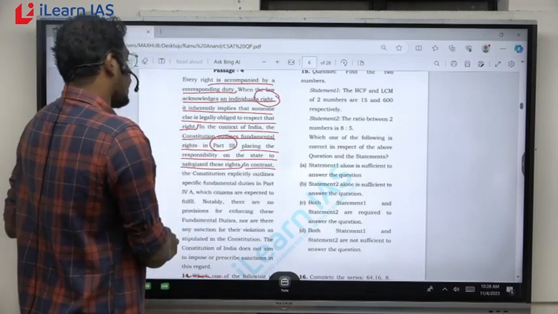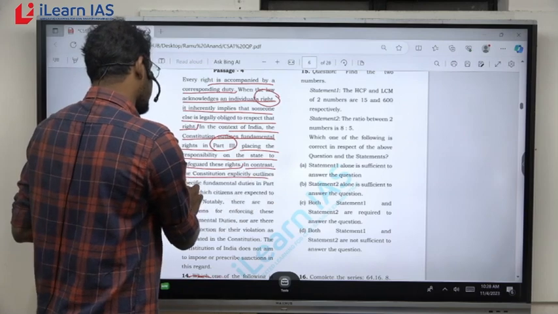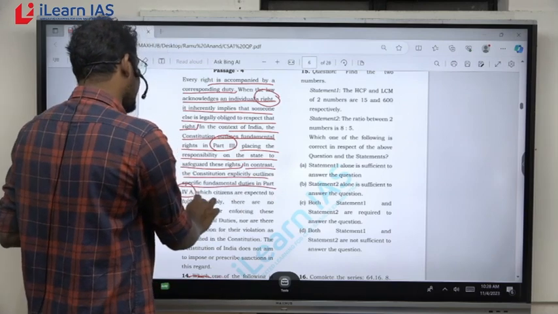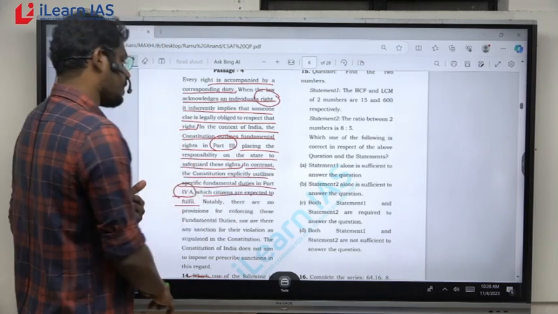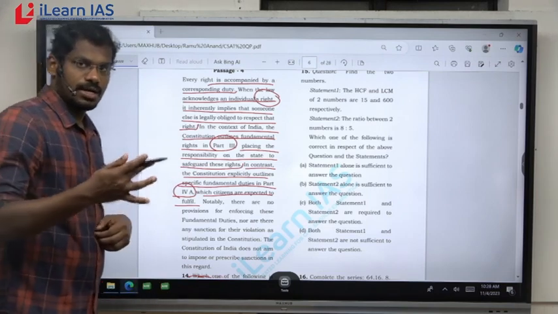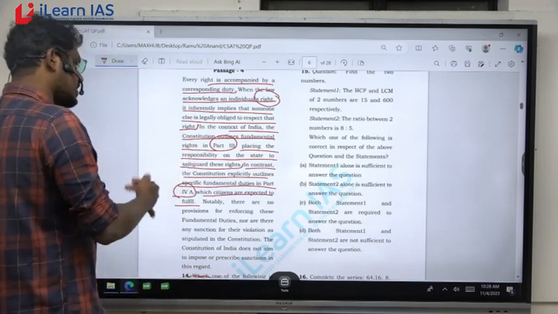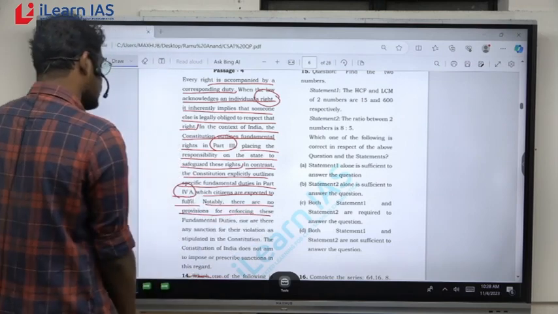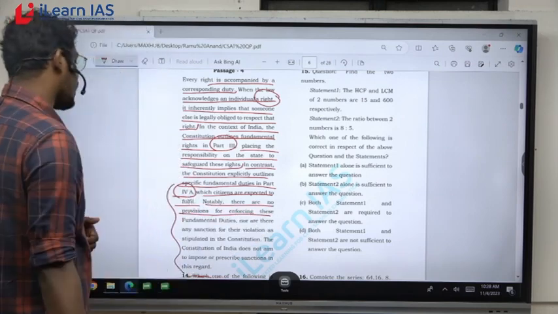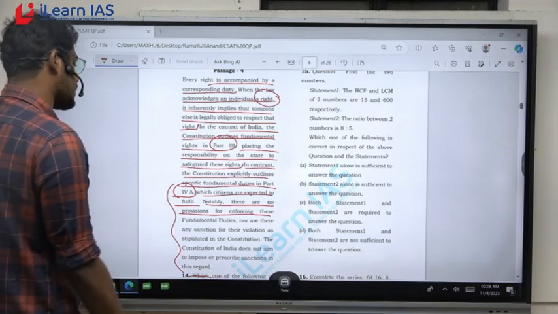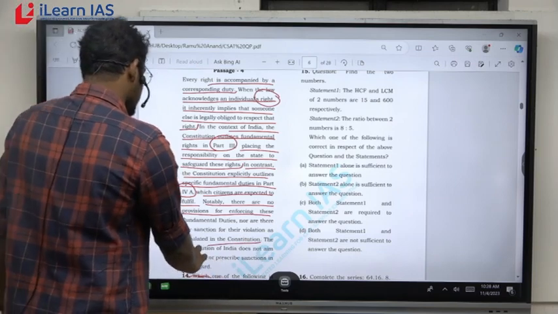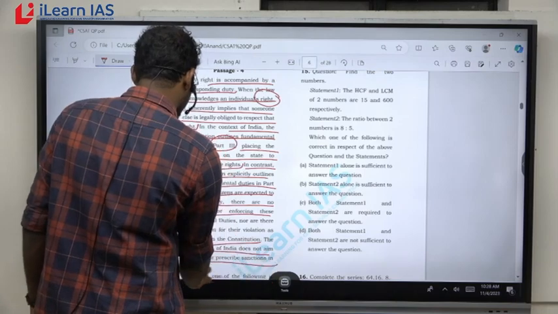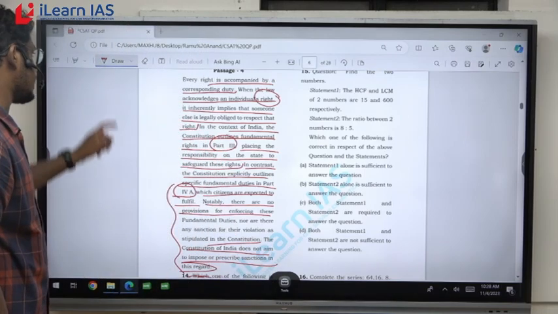In contrast, the Constitution explicitly outlines specific fundamental duties in Part 4A, which citizens are expected to fulfill. At the same time, there are certain fundamental duties which the citizens must follow. Notably, there are no provisions for enforcing these fundamental duties, nor are there any sanctions for violation as stipulated in the Constitution. The Constitution of India does not aim to impose or prescribe sanctions in this regard.